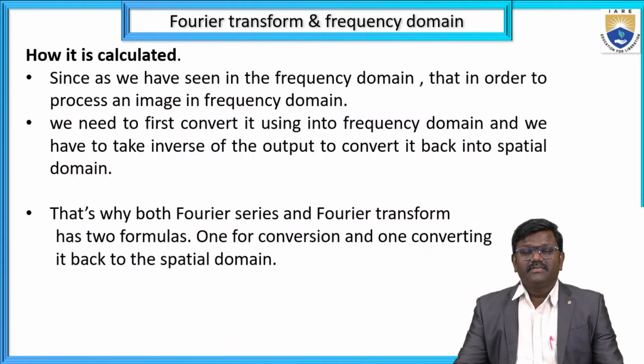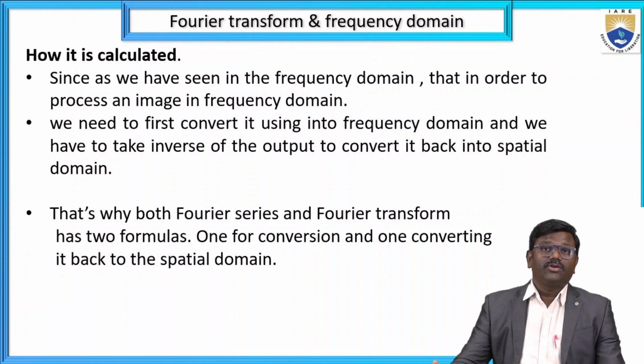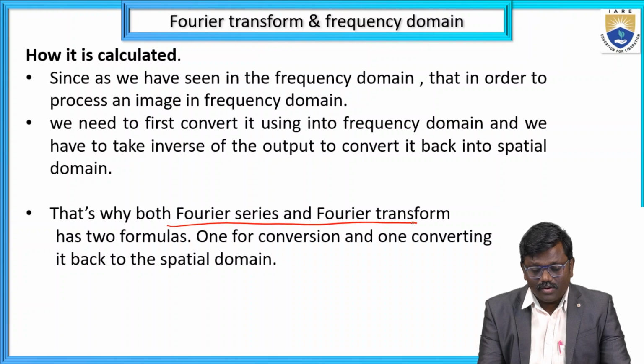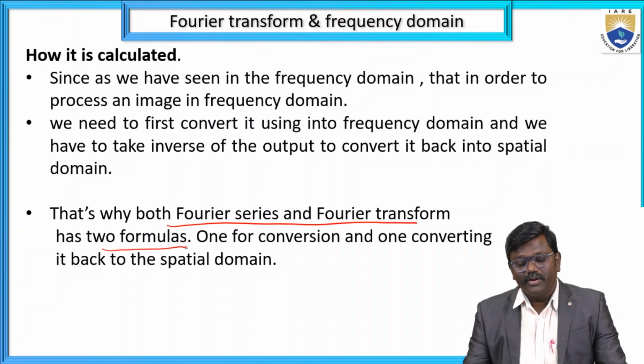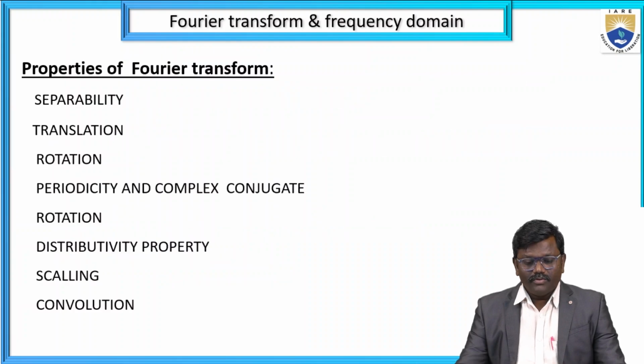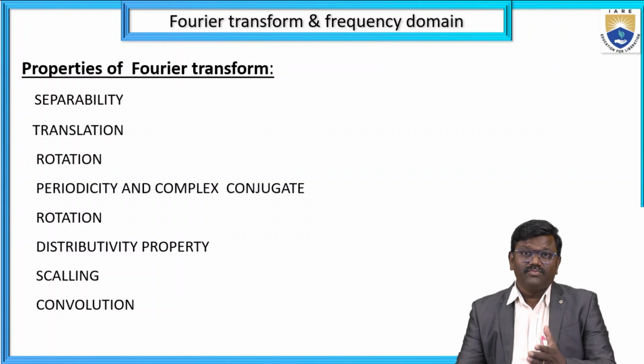How is it calculated? As we have seen, in order to process an image in the frequency domain, we first need to convert it into the frequency domain, and then we have to take the inverse of the output to convert it back into the spatial domain. Both Fourier series and Fourier transform formulas are useful here: one for conversion and one for converting the signal back to the spatial domain.